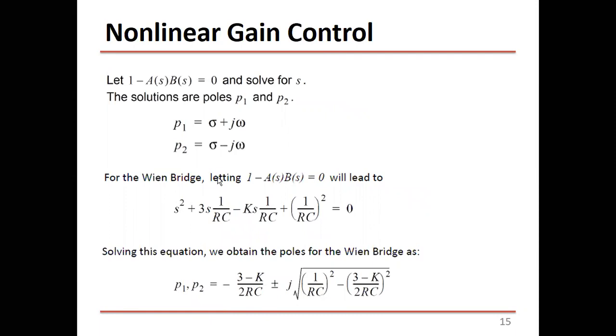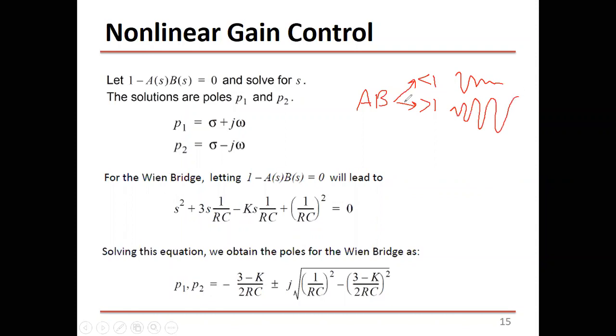Now we talked about AB having 3 cases, right? We said that A times B could be less than 1, and in this case, the oscillation will die out. Or it could be greater than 1, and in this case, the oscillation will grow without boundaries. And the last case, if it's exactly 1, the oscillation will be sustained with a constant amplitude. So how can we guarantee this case?